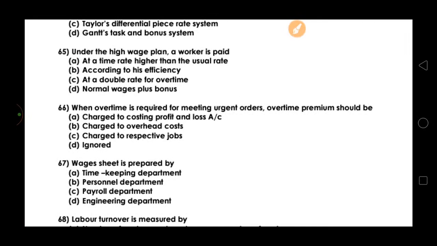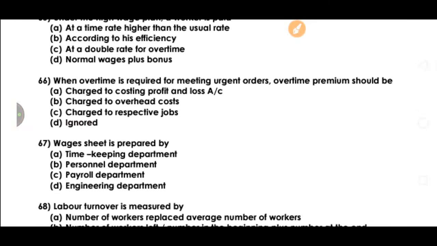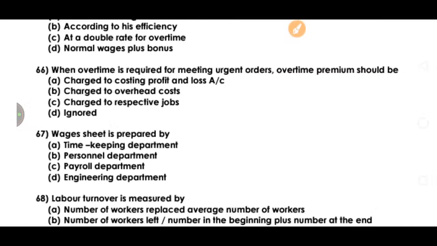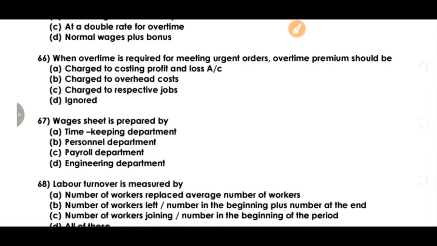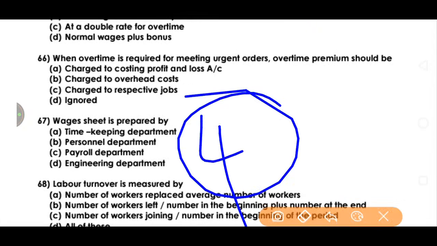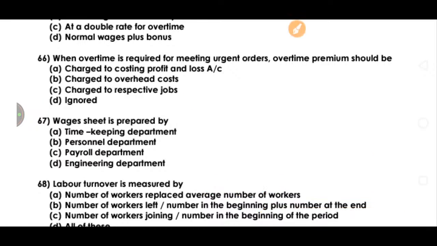When overtime is required for meeting urgent orders, overtime premium should be charged to the costing profit and loss account. So A is the right answer for this. Wage sheet is for employees' salary. Wage sheet is for the payroll department, C for that. Read it, and we understand what is meant by wage sheet.